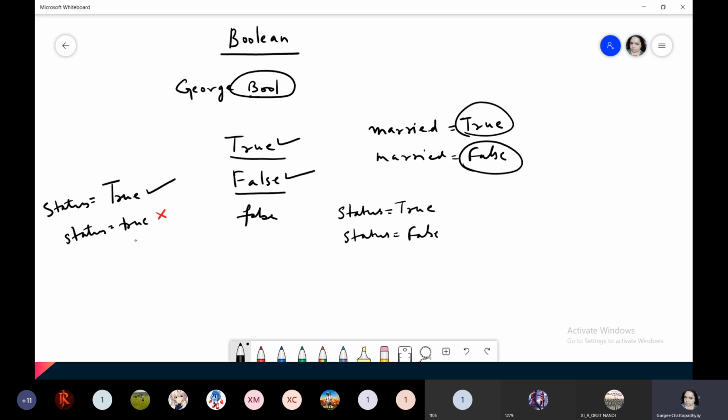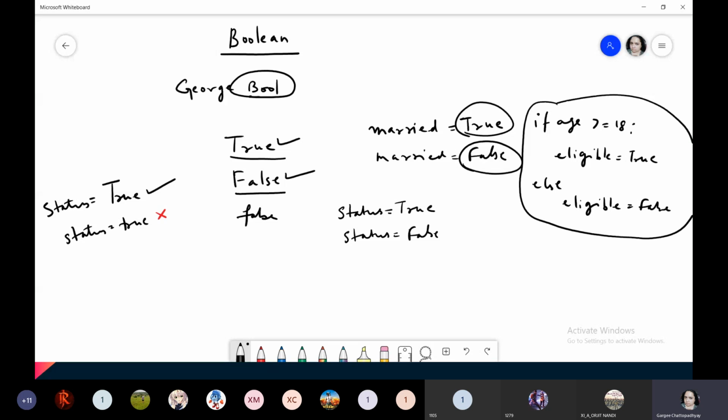So any variable where you want to store either true or false depending upon the value. I'll give you an example. Like we were talking about the voting age of a person. So I write in the program, if age is greater than or equal to 18, I'll take a variable eligible equals true, else I'll write eligible as false. So this is how I'm going to use Boolean values.